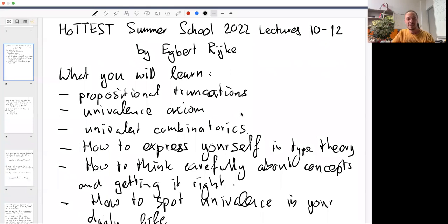So I want to begin by briefly recalling what we did last time on Wednesday. We introduced propositional truncations, by first describing the universal property of the propositional truncations, and then implementing a specific propositional truncation. And we noticed also that the Curry-Howard isomorphism was not always the most accurate way to translate concepts from language or from mathematics into type theory.